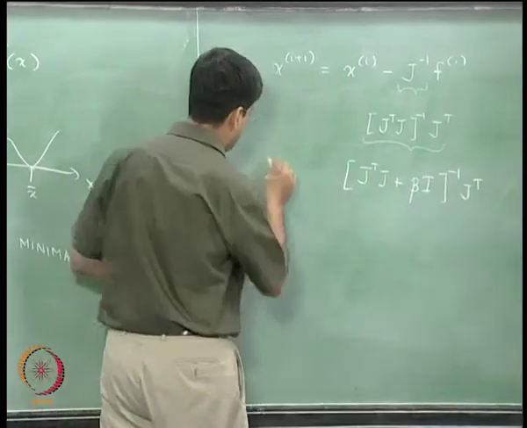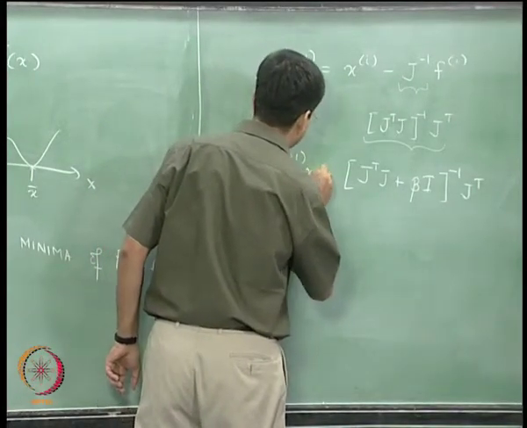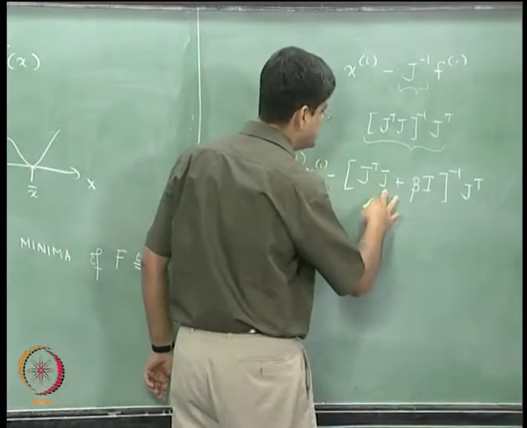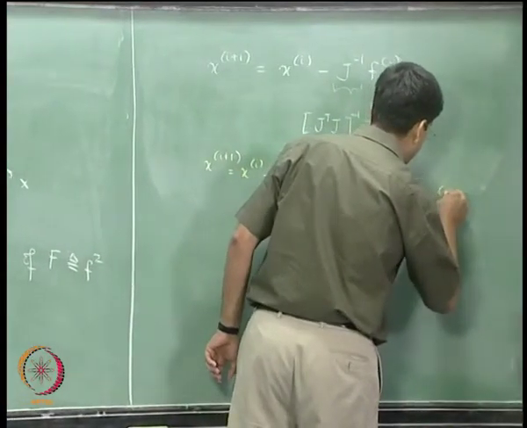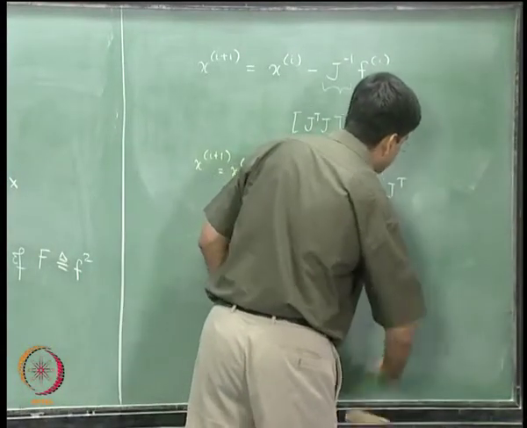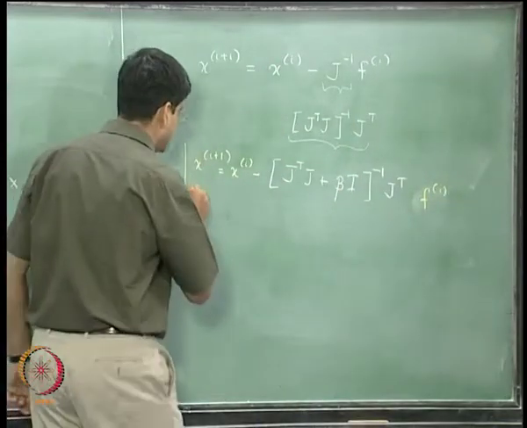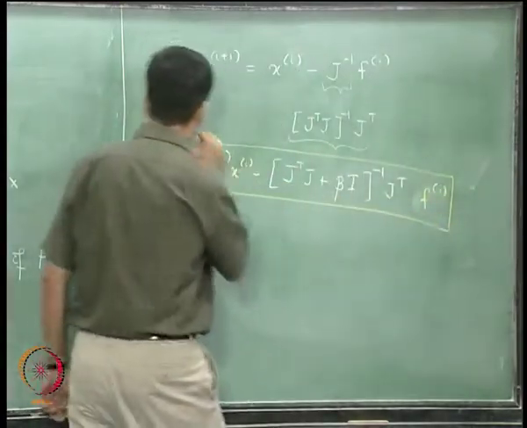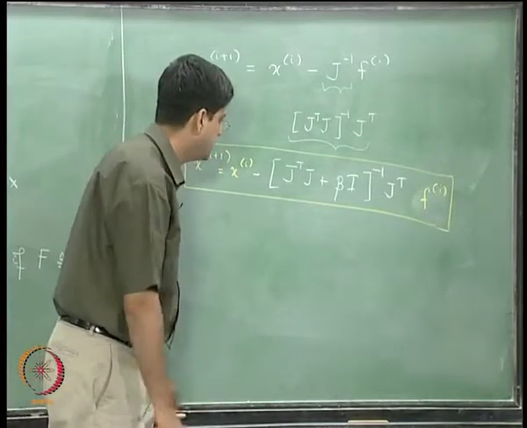as in the original version of Newton-Raphson's. So x_{i+1} is equal to x_i minus J transpose J plus beta I, inverse of that, multiplied by J transpose, multiplied by f of x_i. Okay, and this is basically called the Levenberg-Marquardt method of solving nonlinear equations.